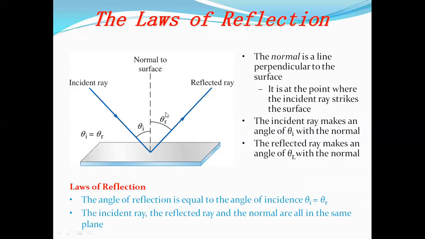And we know that there are two laws of reflection. Number one, the incident ray, the reflected ray, and the normal to the mirror all remain in the same plane. And the second one, the angle of incidence and the angle of reflection are always equal. That is, theta I is equal to theta R.